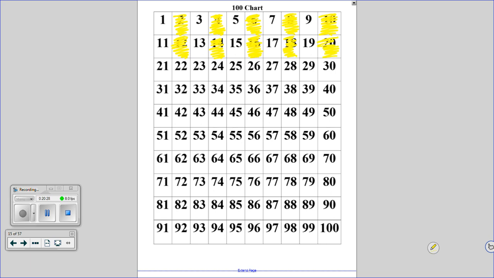I think we can start to see a pattern, yes? It's going down. No, nothing's going down. I think you need some more words in there. Continue coloring only the multiples of 2 all the way till you get to 100, please.